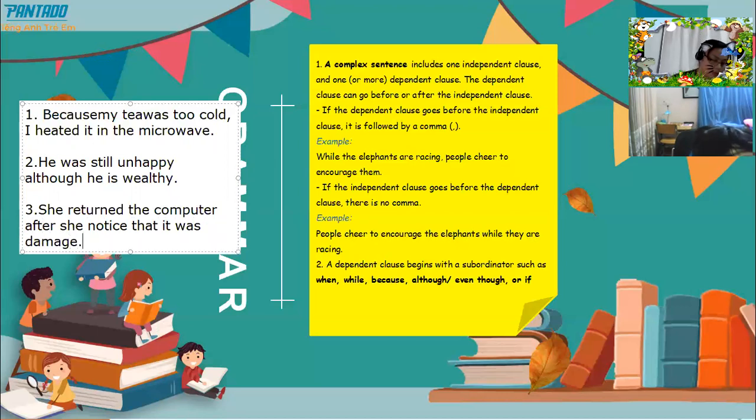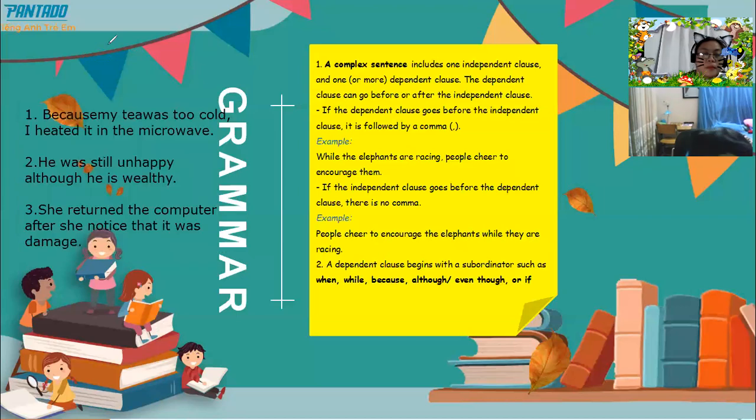Okay, I got three examples for you. Again, your task is to find the independent clause. One, the independent clause is: I heated it in the microwave. Okay, I heated. This one is heated. Okay, very good.